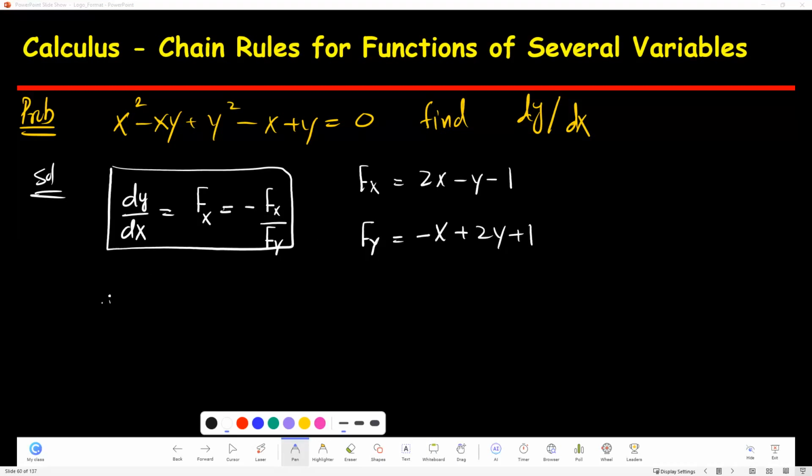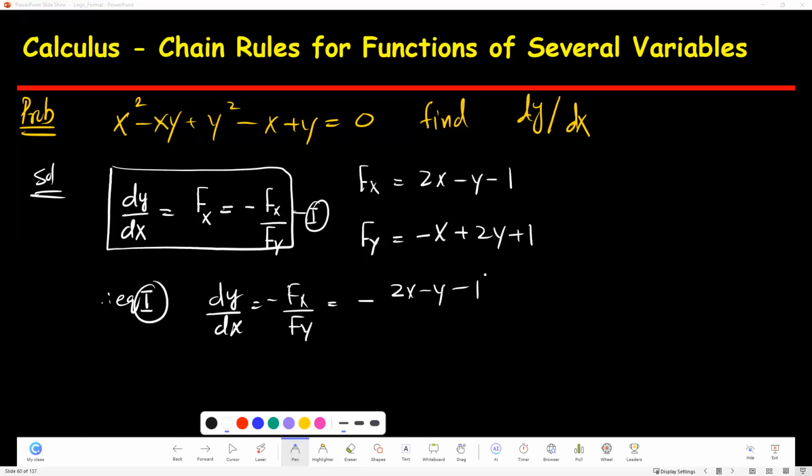I'm going to substitute into this equation, and I'm going to write dy over dx equals minus fx over fy. Substituting the values, the numerator is 2x minus y minus 1, and the denominator is minus x plus 2y plus 1.